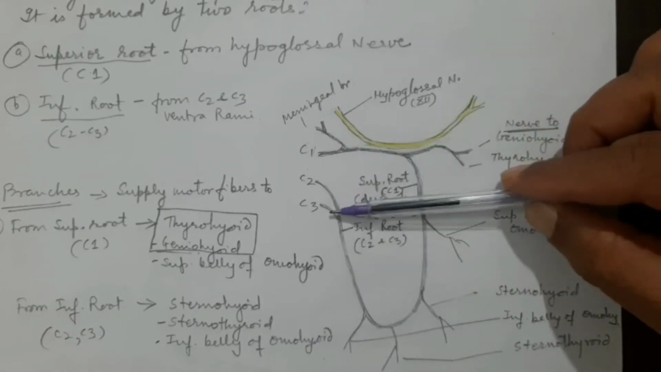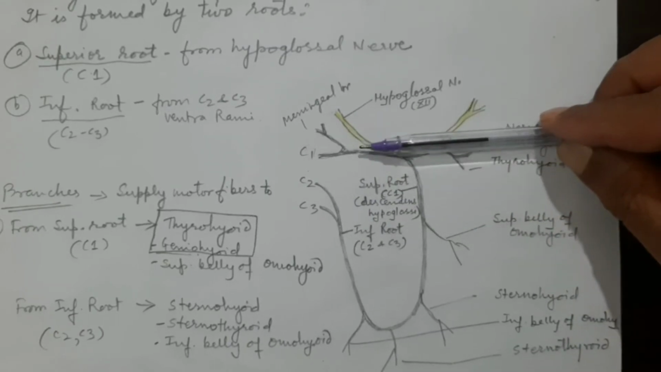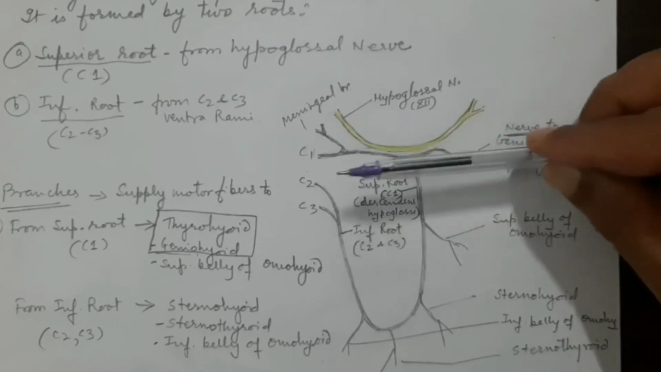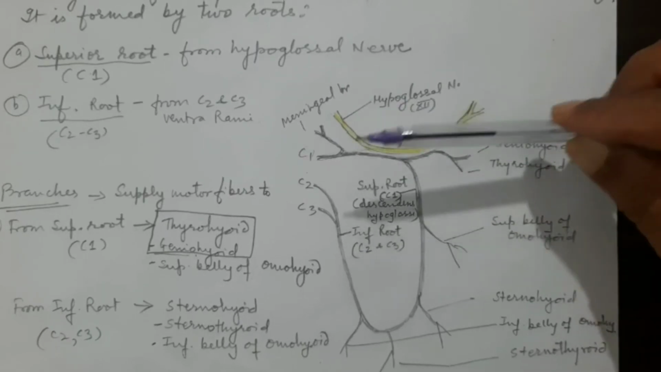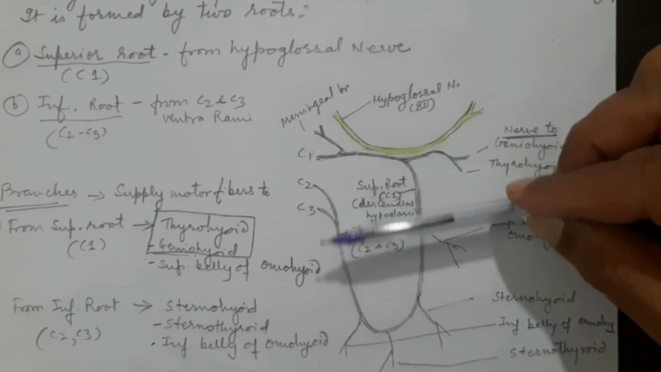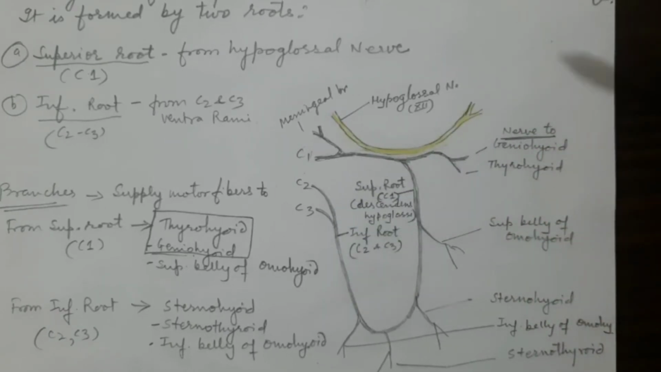So this is how this Ansa cervicalis is formed in association with the hypoglossal nerve, though it has nothing to do with the hypoglossal nerve. Hypoglossal is a cranial nerve. C1, C2, C3 are the ventral rami of spinal nerves.